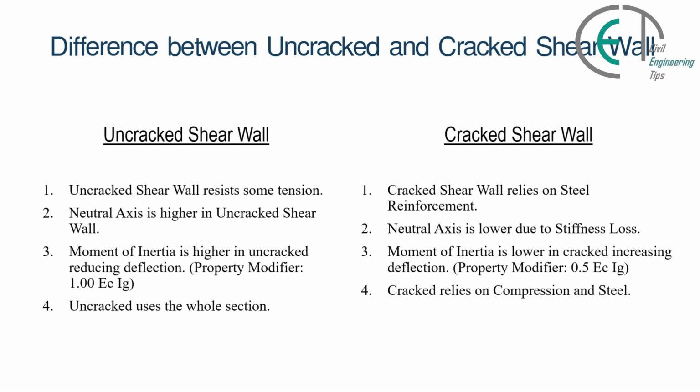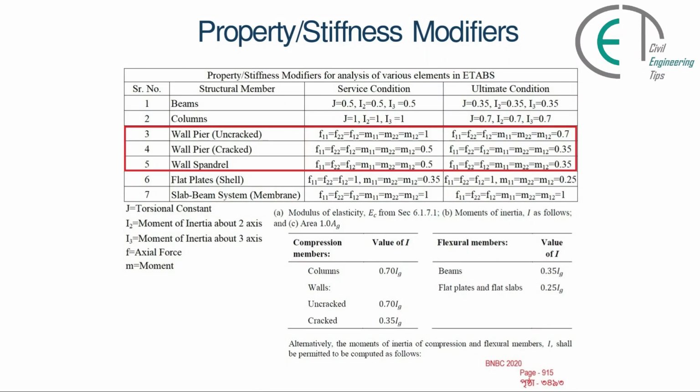Uncracked uses the whole section. Cracked relies on compression and steel. So this is all about the uncracked and cracked shear wall. Let's assume that our shear walls are cracked shear walls, and if it is a pier, then we will apply the fourth option. Here all the stiffness or property modifiers for service condition will be 0.5, and in case of spandrel the property modifiers or stiffness modifiers will be 0.5.